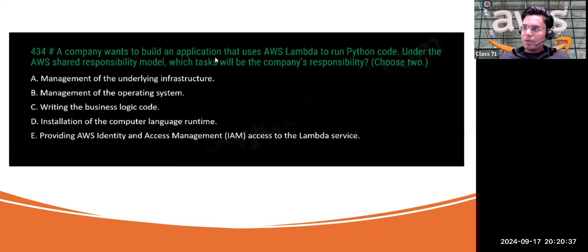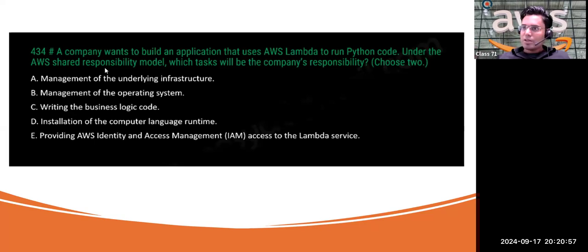A company wants to build an application that uses AWS Lambda to run Python code. Yesterday I explained that Lambda is serverless functions. They just run code and it's serverless. We don't have to provision hardware or buy servers. Everything AWS will manage. We just run the code.